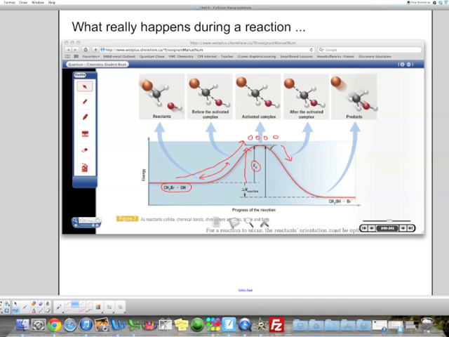And then once we reach the activated complex, there's some energy that's released during the formation of the bonds to create these products over here. So that's really what's happening during a reaction. We've discussed that already, so this should be review for you.